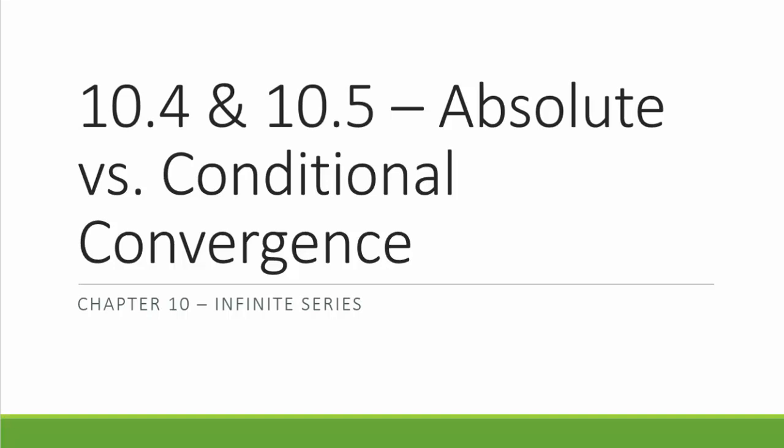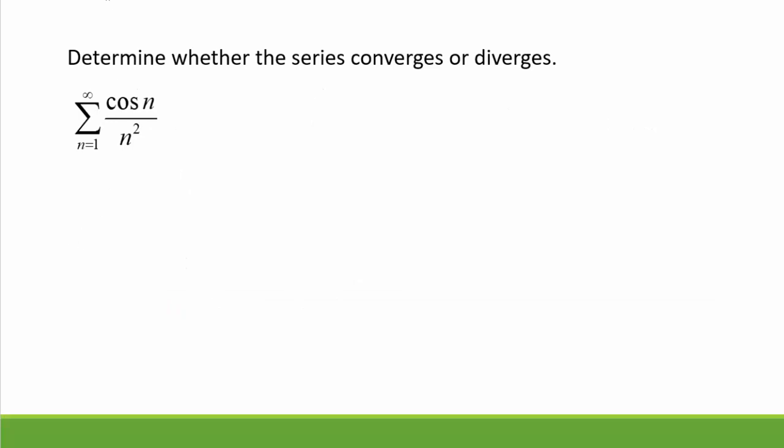In this lesson, I'm going to be talking about absolute versus conditional convergence of different series. So, the first kind of example I want you to think about is this one. If I plug in 1, I have the cosine of 1 over 1 plus the cosine of 2 over 4 plus the cosine of 3 over 9 and so on.